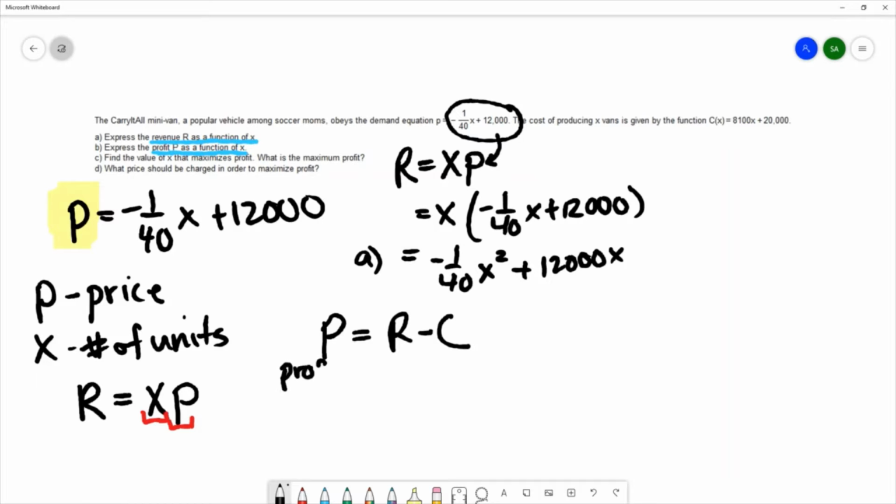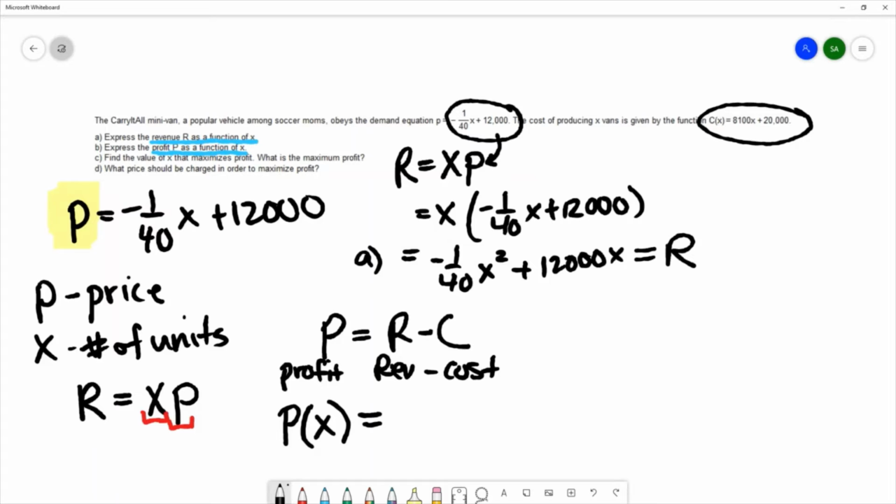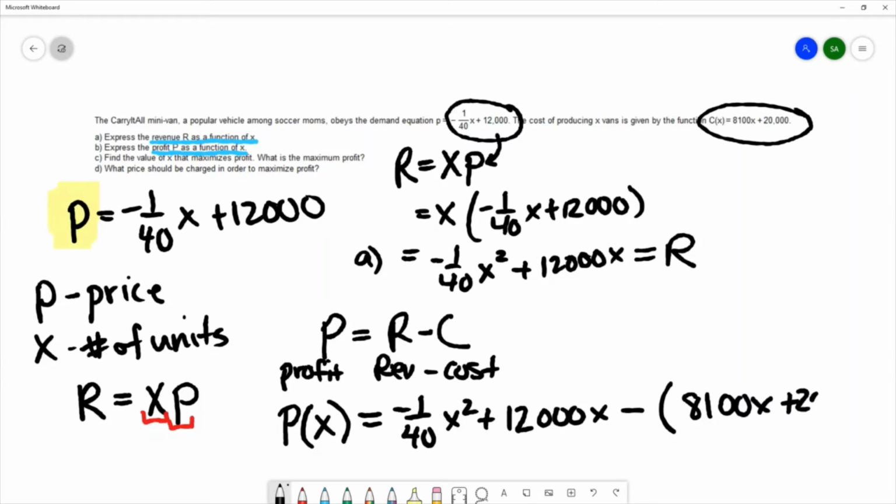This is profit is revenue minus cost. And we just calculated revenue right here, so this is R, and then cost was given to us, so we're going to be able to calculate profit. So our profit function P of x is revenue, negative 1/40th x squared plus 12,000x, minus, and I need parentheses around this cost function so I make sure I subtract it all. That's minus 8,100x plus 20,000.